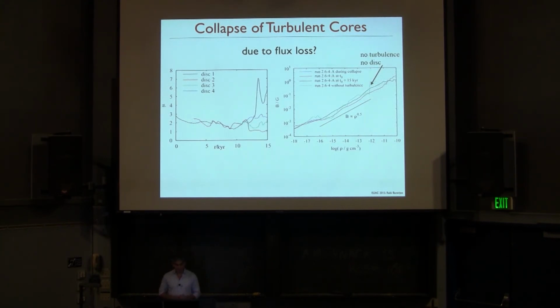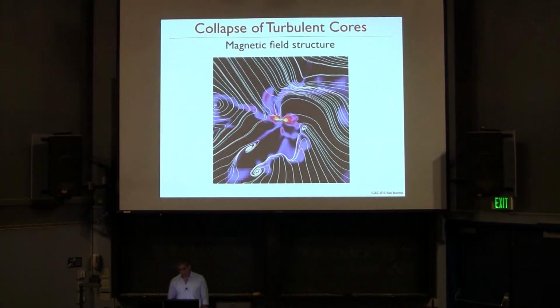So I would say it's not a sign for a dramatic flux loss. It looks like this is not the main feature to form the disk. Another way to look at it is the magnetic field structure.